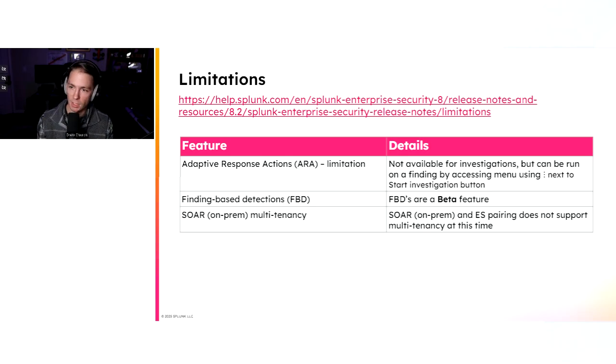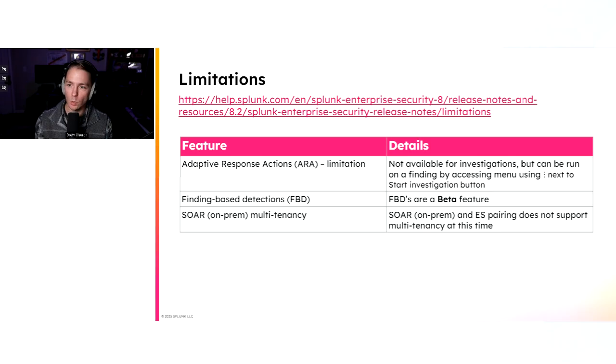I highlighted this already, but just want to call it out. Finding base detections are a beta feature. The documentation explains what that beta feature is, and to understand supportability and where we're looking for feedback, there is a voice of the customer portal, voc.splunk.com. And there is a finding base detections call out on there if you want to provide feedback. We'd love to hear it. We want to know what's working, what's not working. Very much appreciate customer user feedback.